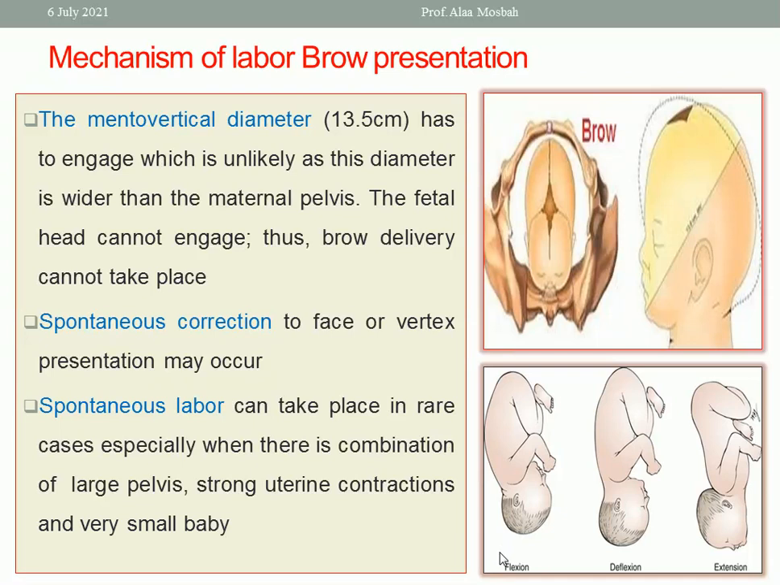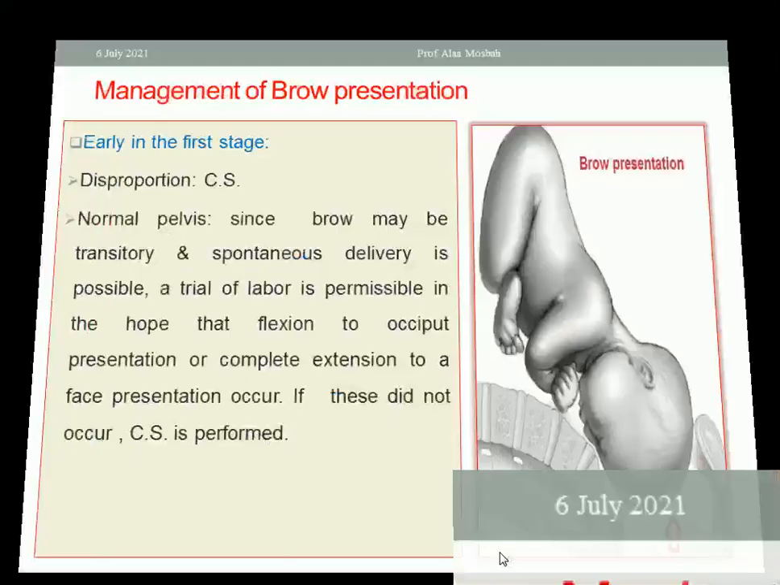So spontaneous labor can take place in a very rare situation when there is a large roomy pelvis, a very small baby or low birth weight baby, with a strong uterine contraction. And this is a very rare situation.